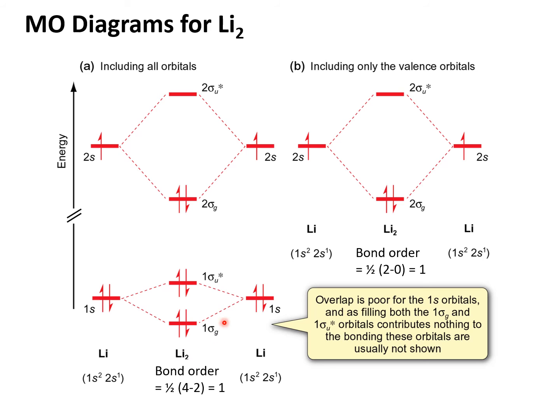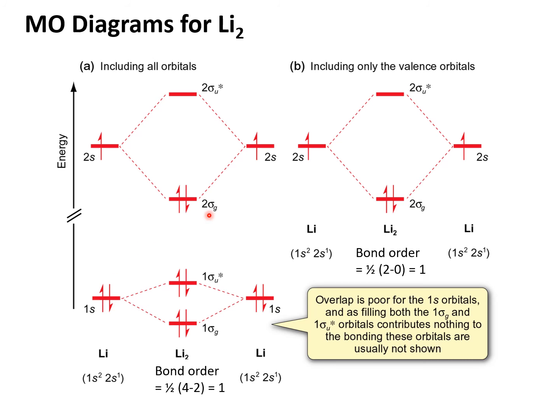And so the MO diagram for Li2 is shown here. Now, you notice that the 2s orbitals are very similar to the 1s atomic orbitals, except that they are larger. And so we might expect that they form bonding and antibonding MOs very similarly to those formed from the 1s atomic orbitals. The main difference is that these would be higher in energy because the 2s atomic orbitals are higher in energy than the 1s atomic orbitals.